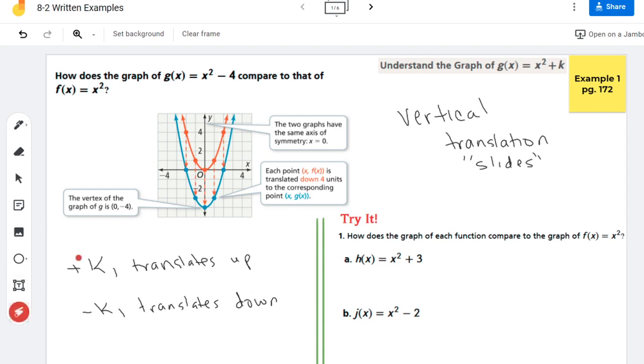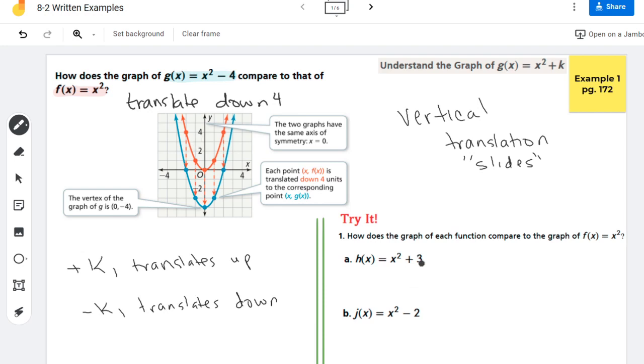And so let's look at some of our problems here. So it says, how does the graph of g of x, which in this case is the blue one, compare to that of f of x, which is the red one? Okay, I'm going to highlight like I did just a moment ago. Blue one and red one. So how do they compare? So you can see that there was a translation where the blue one moved down and all the anchor points moved down. So we translated down by 4 because of the -4.